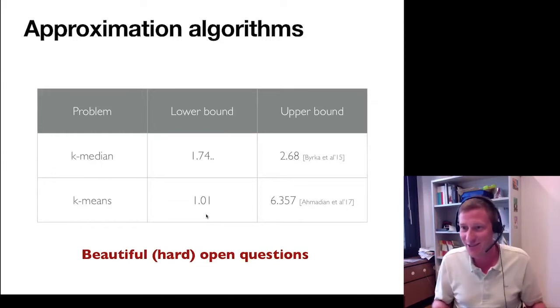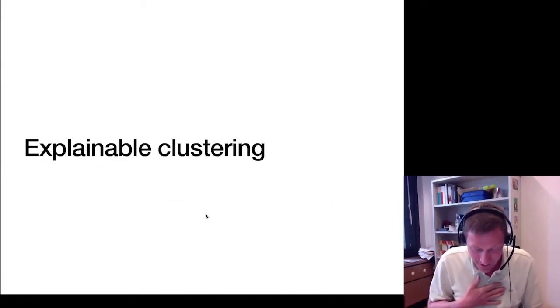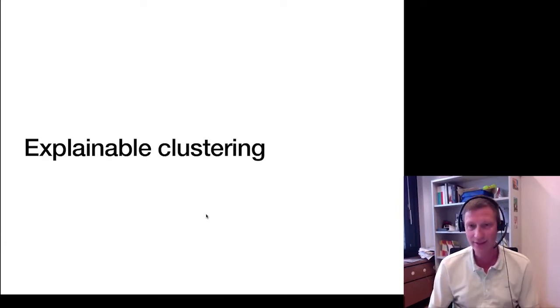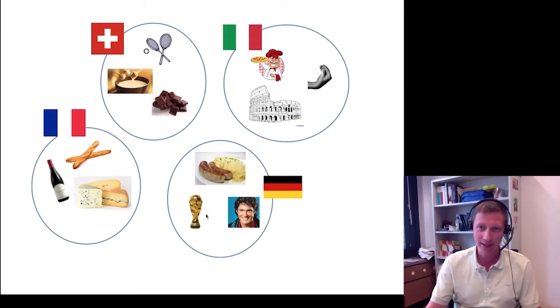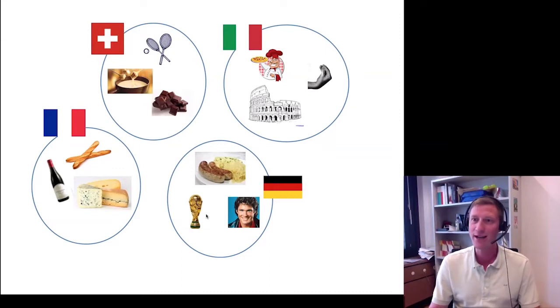So today we're going to look at a slightly easier question, although we don't have tight bounds. That comes from the idea that we want to have explainable clusterings. What does that mean? We want to be able to explain why I have chocolate in the Swiss cluster: well, the Swiss people eat a lot of chocolate, and so on. We would like to be able to explain why we have clustered these objects the way they look.